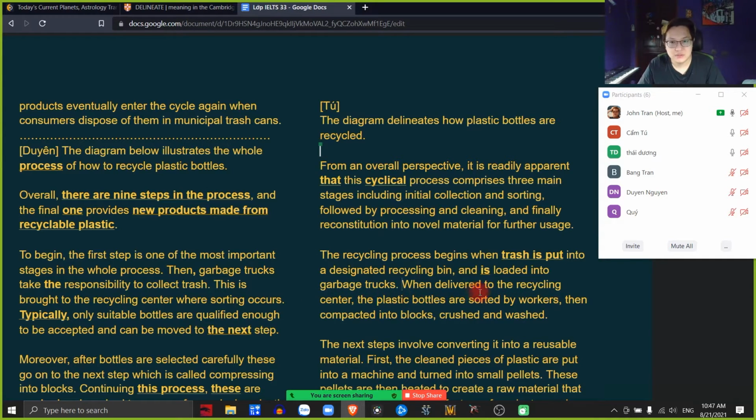When delivered to the recycling center, khi được đưa đến trung tâm recycling, the plastic bottles are sorted by workers, then compacted into blocks.